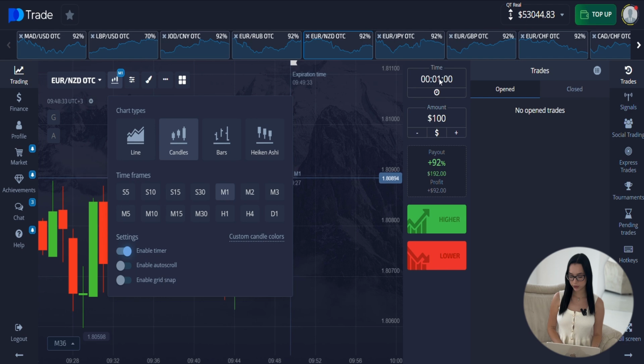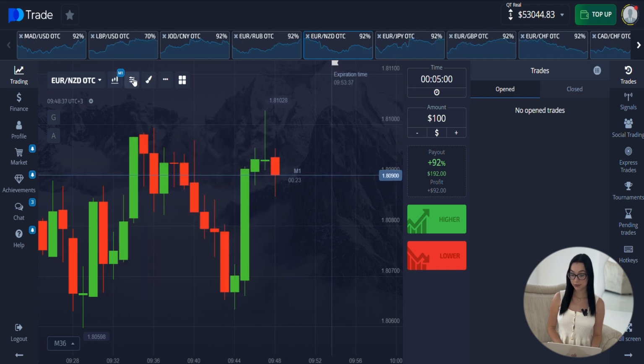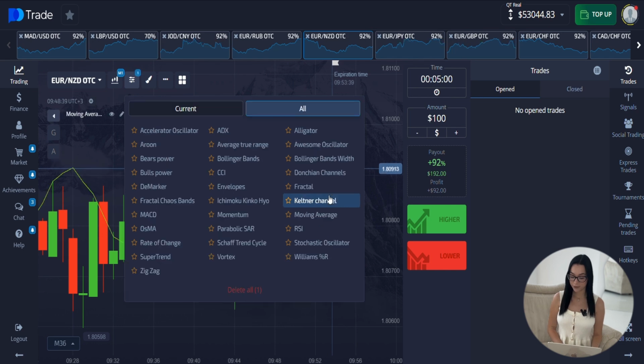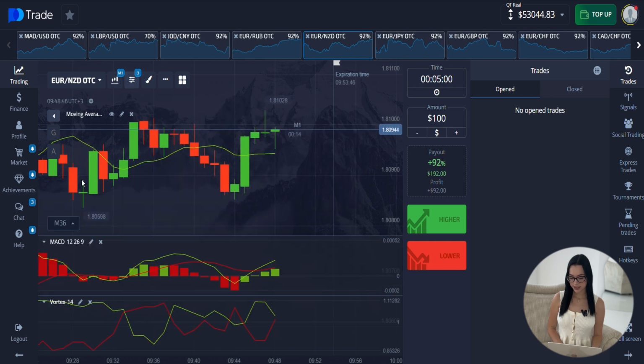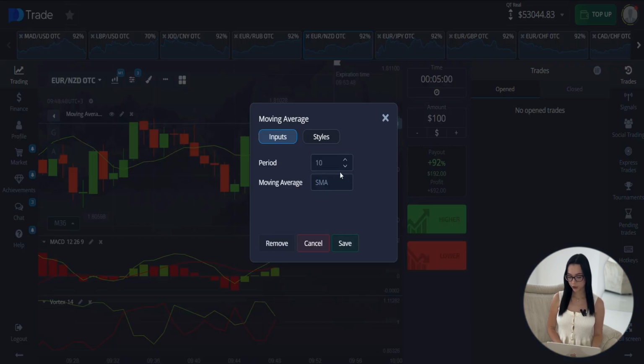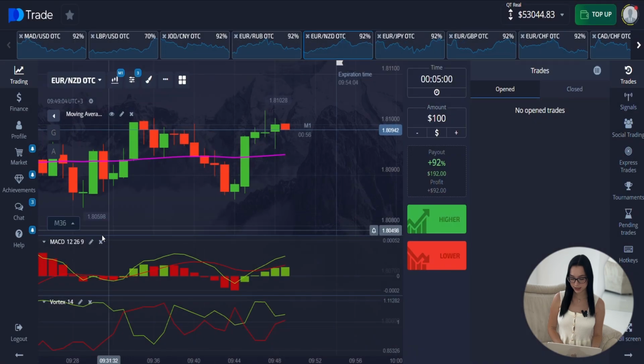For the time frames, I use M1. The time frame for our trade is going to be 5 minutes, guys. Yes, I know. For the indicators, I choose moving average, MACD, and vortex indicator. So for the moving average, I change the period to 95. Also, we change it to double A, and the style is pink here, and we click on the button save.